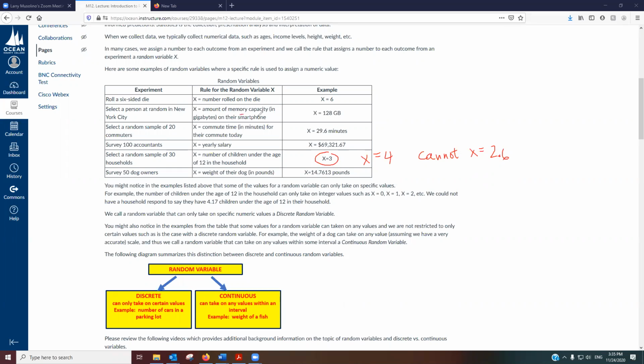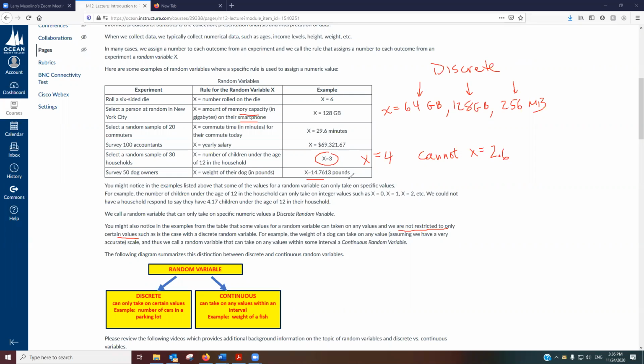If you think about the memory capacity of a smartphone, that can't be anything because iPhones only come with very specific memory capacities allowed. Like for example, 64 gigabytes or 128 or 256. You can't go into a store and order a random amount of memory on your smartphone. You're restricted to these only possible values. We call this a discrete random variable. So a discrete random variable is when the random variable is restricted to only certain values.